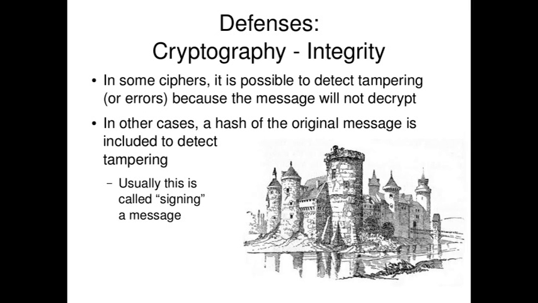So the next half of cryptography is integrity. In some ciphers, it's possible to detect tampering or errors because the message won't decrypt, or won't decrypt in a form that makes sense. I won't go into the technical details there because that's for a future presentation. In other cases, a hash of the original message is included to detect tampering. Usually this would be called signing a message. You'll usually actually encrypt that hash as well, but anyway.